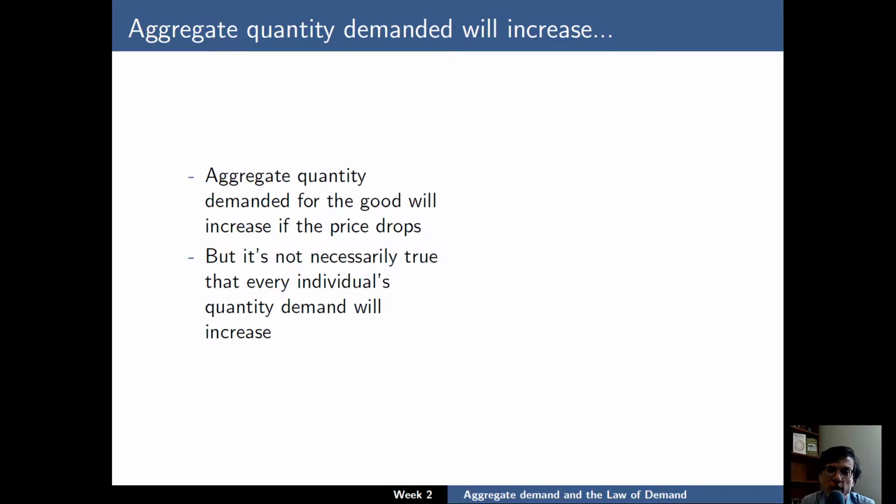Now, once we aggregate demand, we can say some things. We can say that aggregate quantity demanded for a good will increase if the price drops, but that it's not necessarily true that every individual's quantity demanded will increase. So, for example, if we think about the individual we talked about who had a quantity demanded of 0 at a price of $12, if the market price went from $14 to $12, that individual's quantity demanded actually wouldn't change. It would still be 0. But the aggregate quantity demanded, we assume, would change.